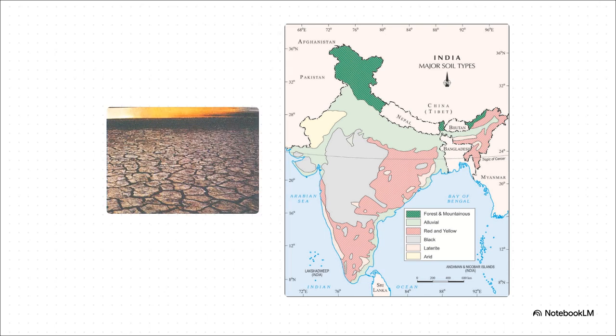Next up, we have the famous black soil, which is also called Regur soil. You'll find this in the Deccan Plateau area, places like Maharashtra and Madhya Pradesh. Now, the most important thing to remember about black soil is cotton. It's fantastic for growing cotton, which is why everyone calls it black cotton soil. Its superpower? It can hold a lot of moisture, which is just what the cotton plant loves.